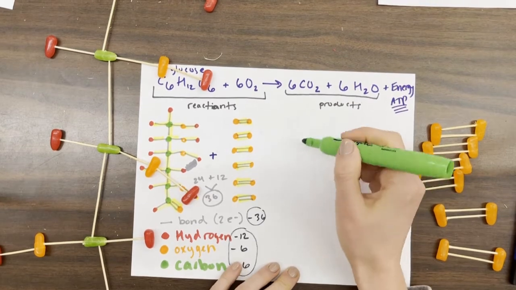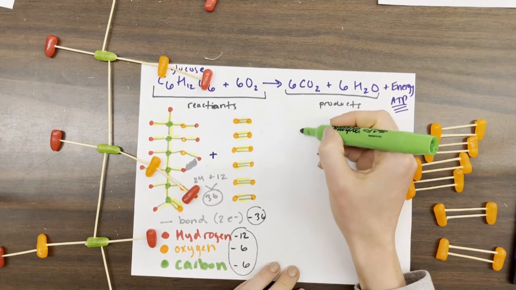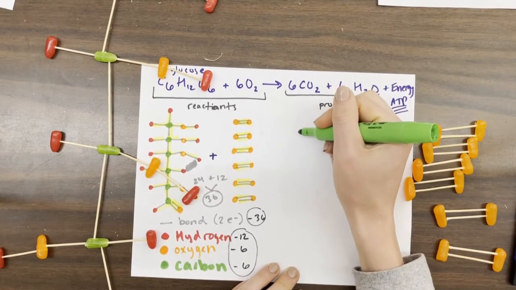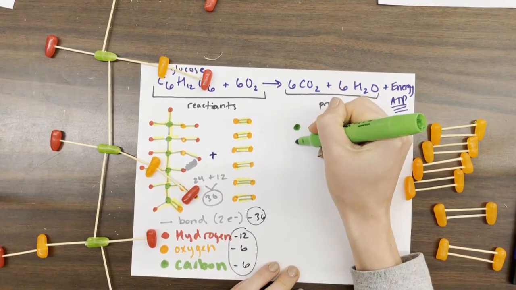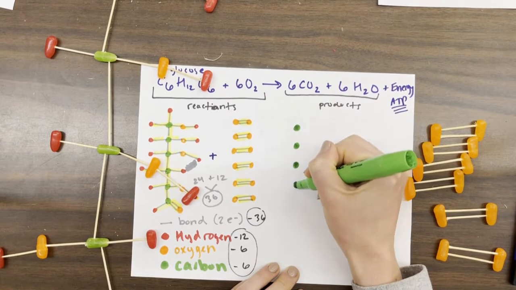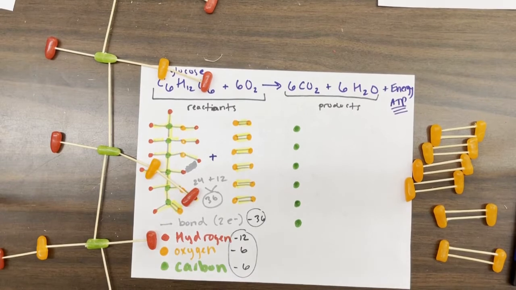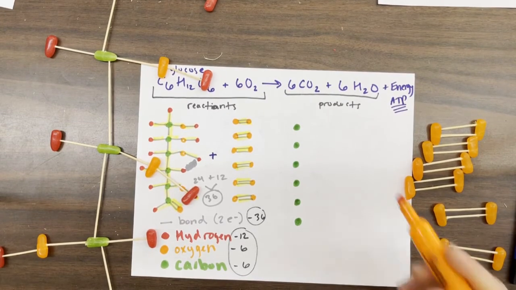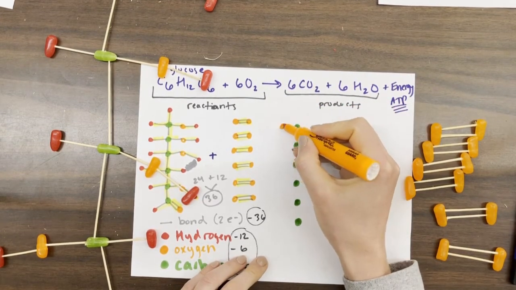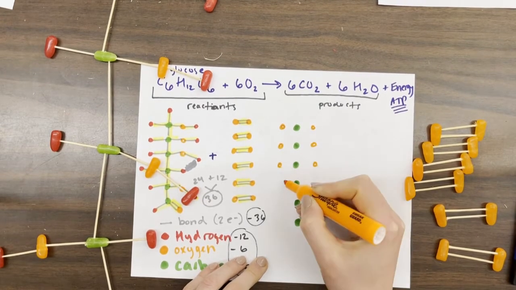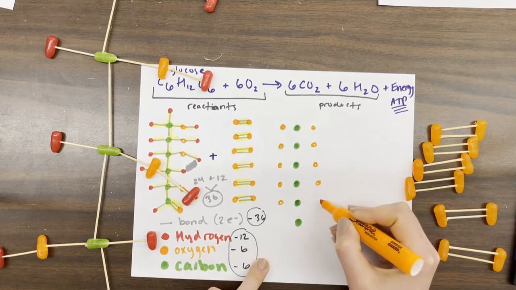And I'm gonna go ahead and do those right here. So it's 1 carbon and 2 oxygen. So we're gonna put carbon in the middle. So 1, 2, 3, 4, 5, 6 of them. And it has 2 oxygens. 1, 2, 3, 4, 5, 6, 7, 8, 9, 10.